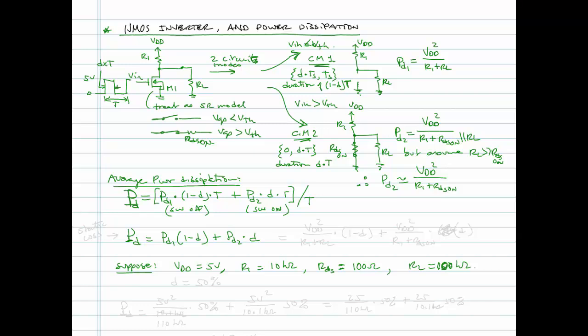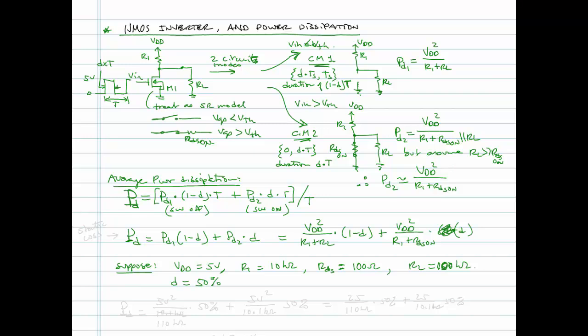Okay, so our PD1, let me rewrite this total power dissipation. It's going to be VDD squared over R1 plus RL times 1 minus D, plus VDD squared over R1 plus RDS on times D. And I said, let's suppose duty cycle is equal to 50%.